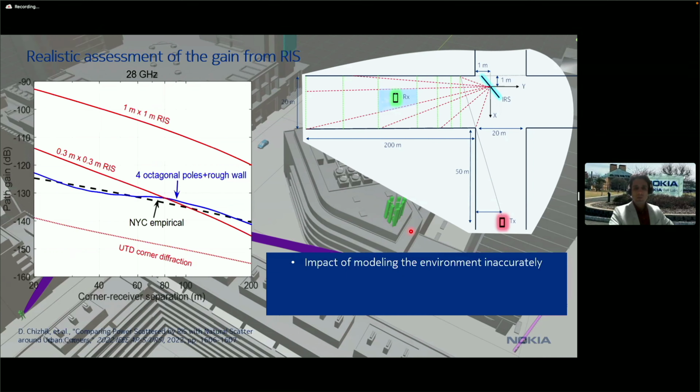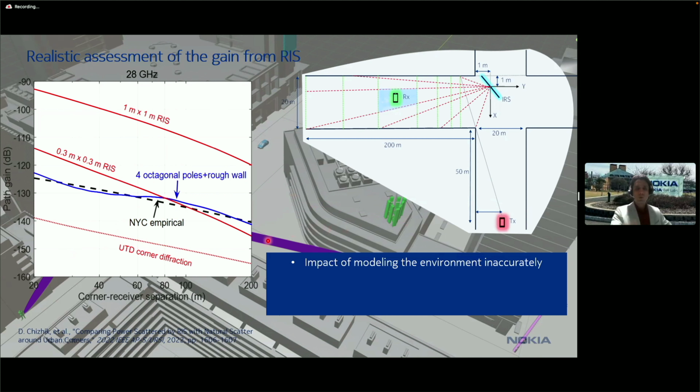We can come up with a plot like this on the left-hand side. Let's go through this plot. The x-axis is essentially the corner-receiver separation, so the distance between this corner and the receiver. And the y-axis is showing the path gain between the transmitter and the receiver. The transmitter is essentially fixed. The first curve that you see at the bottom is the uniform theory of diffraction around the corner. This is what that theory will give you.